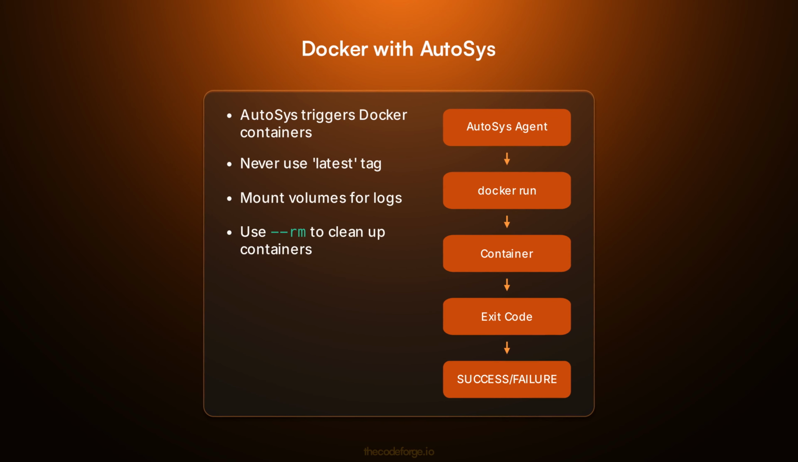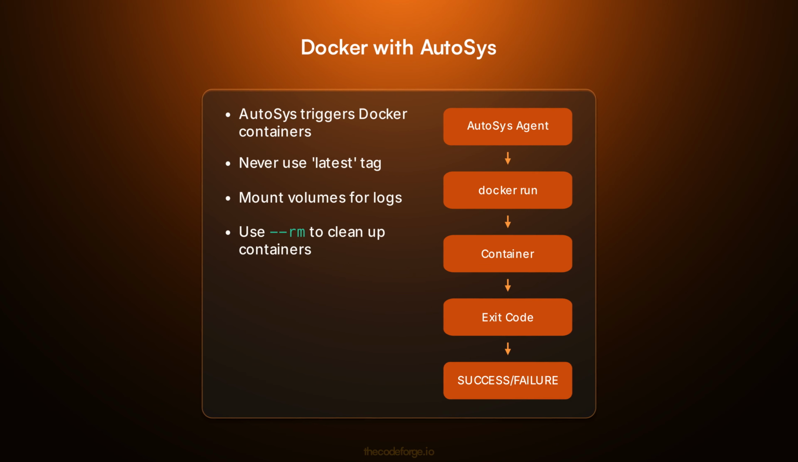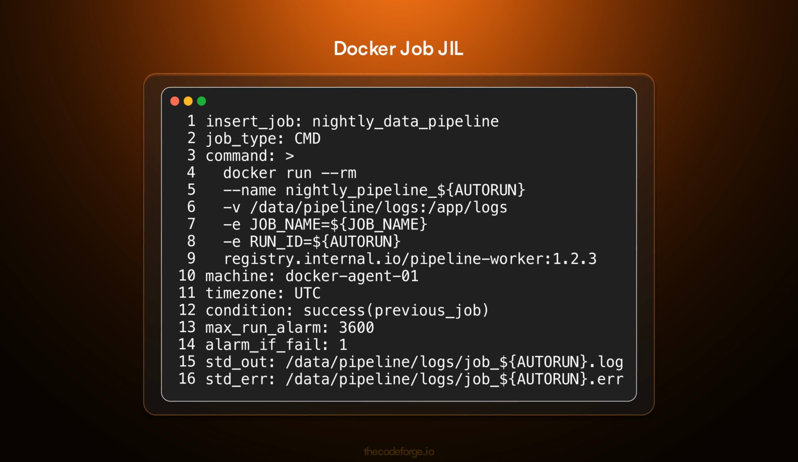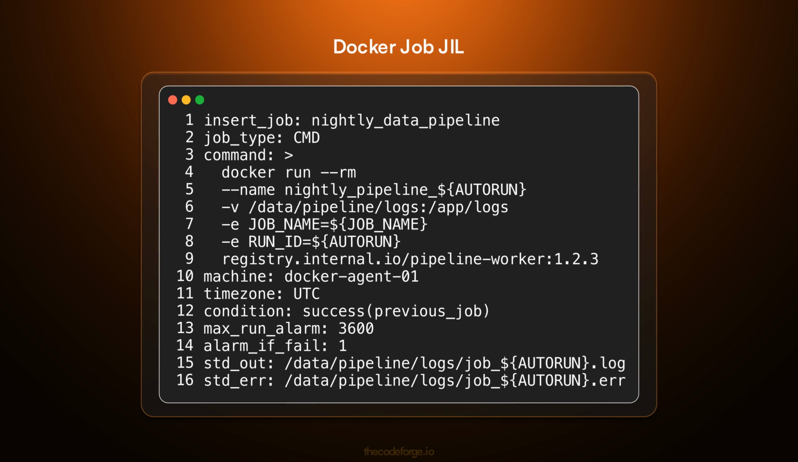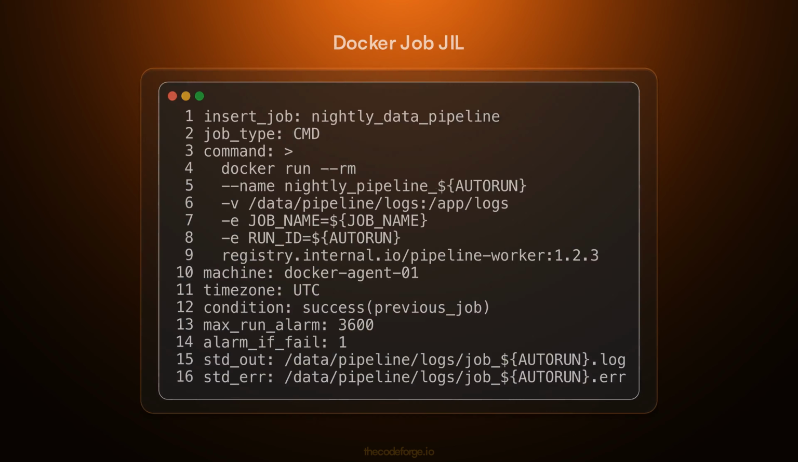AutoSys can run Docker containers, but it cannot see inside them. The job status depends entirely on the exit code of Docker run. Mount a shared volume for logs and always use RM to avoid filling up disk space. This JIL runs a Docker container with a pinned image tag. Stdout and stderr go to a mounted volume, not AutoSys spool. The max run alarm is set to 3600 seconds to prevent hangs.